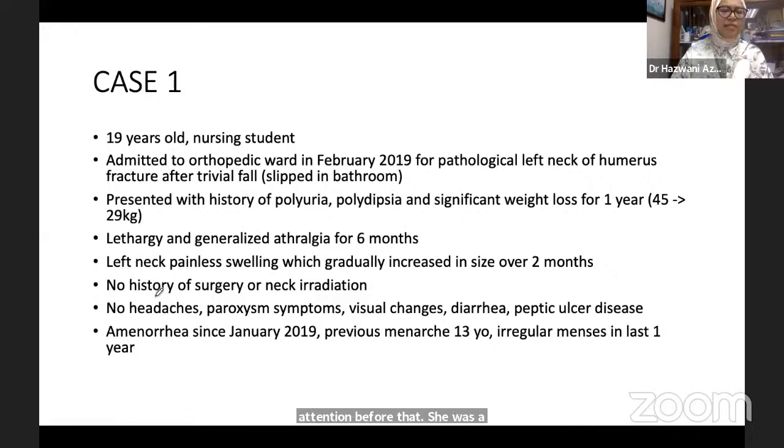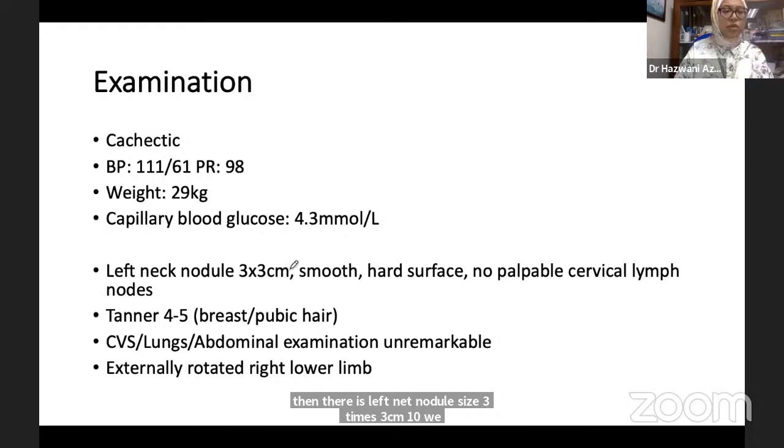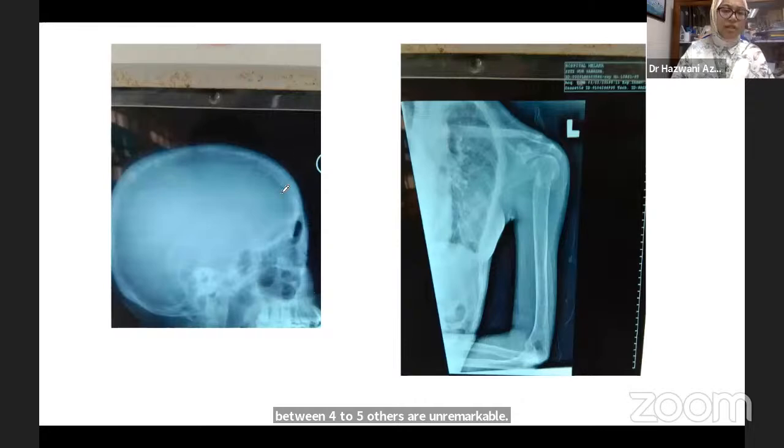However, no other symptom to suggest MEN 1 or 2A, no history of pheochromocytoma. She appeared cachexic, the weight is only 29 kilo. And there is a left neck nodule, size 3 times 3 centimeter, which we can palpate. The power is quite okay, between 4 to 5. Others are unremarkable. So these are the skull of the patient. As you can see, there are small dots in the skull. This is what we call the pepper pot appearance of the skull.